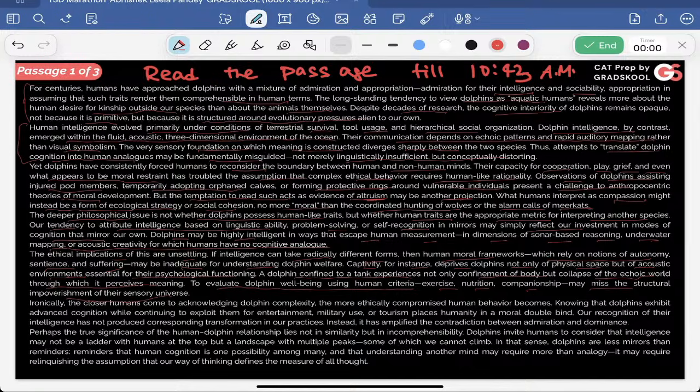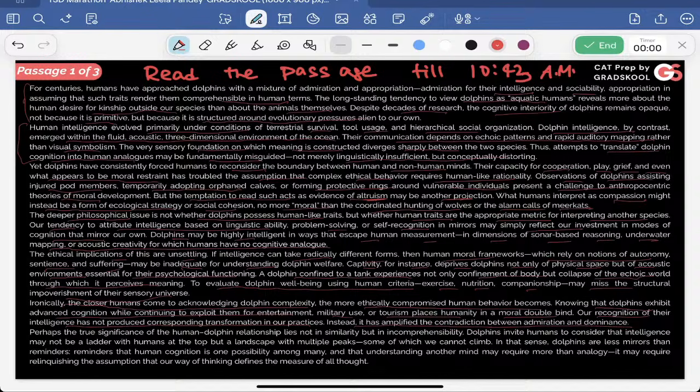You got that? Ironically, the closer humans come to knowledge, acknowledging dolphin complexity, the more ethically compromised human behavior becomes. Knowing that dolphins exhibit advanced cognition while continuing to exploit them for entertainment, military use, or tourism places humanity in a moral double bind. Our cognition of their intelligence has not produced corresponding transformation in our practices. Instead, it has amplified the contradiction between admiration and dominance.